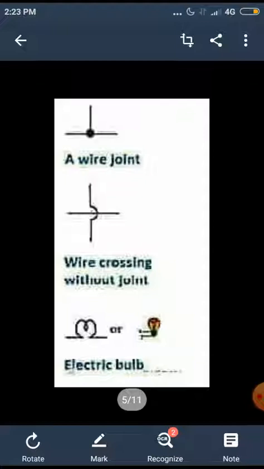The next symbol is for an electric bulb. All of you already know it because you have learned the symbol of an electric bulb even in your small classes.